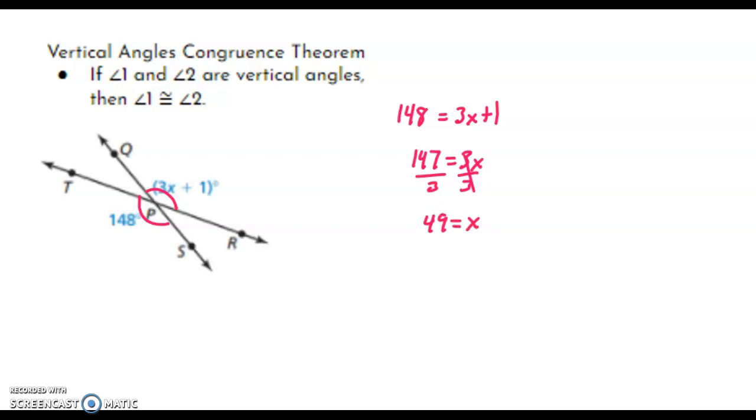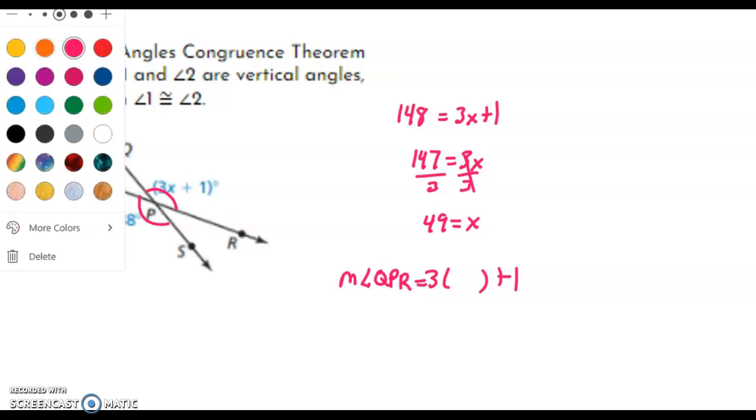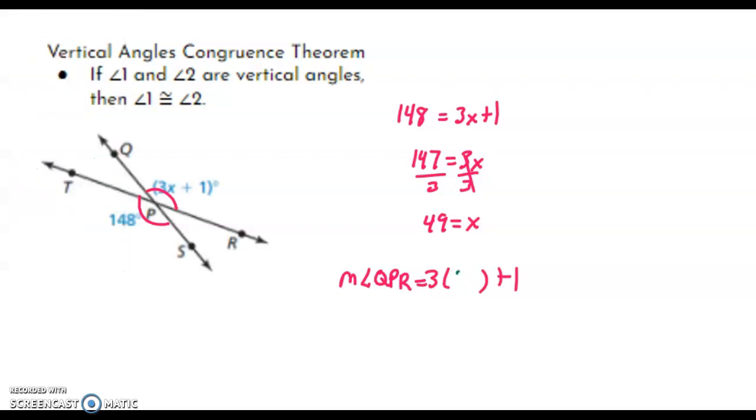So if we want to make sure we're correct, we can find angle QPR, which remember was 3x plus 1. If we plug in x as 49 and type in our calculator 3 times 49 plus 1, we get 148 degrees, which is good because the other angle was 148 degrees, so they should work out to be congruent if we did everything right. And that's a good way to self-check.